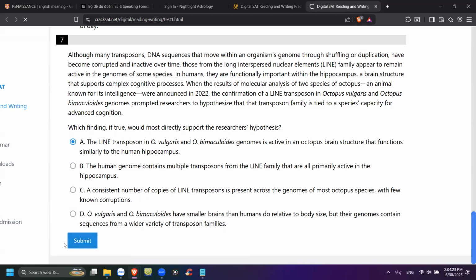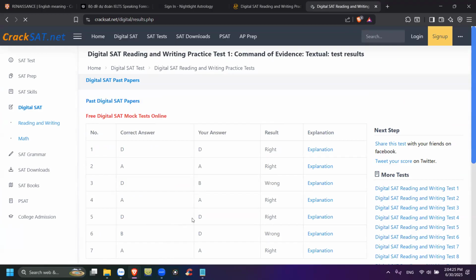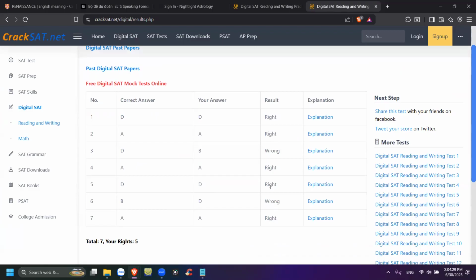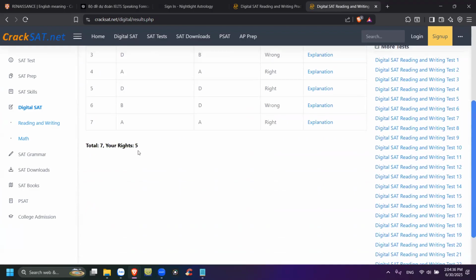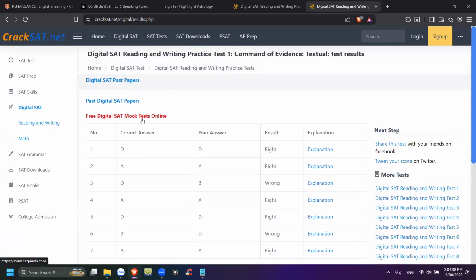Okay, let's see. So you got the last one correct, but you got number 3 and number 6 wrong. So total 7, you're right is 5. Okay, let's look at that again. Number 3 is B, number 6 is D. Can you remember that? Let me write it down. Okay, yeah, 3B, 6D.